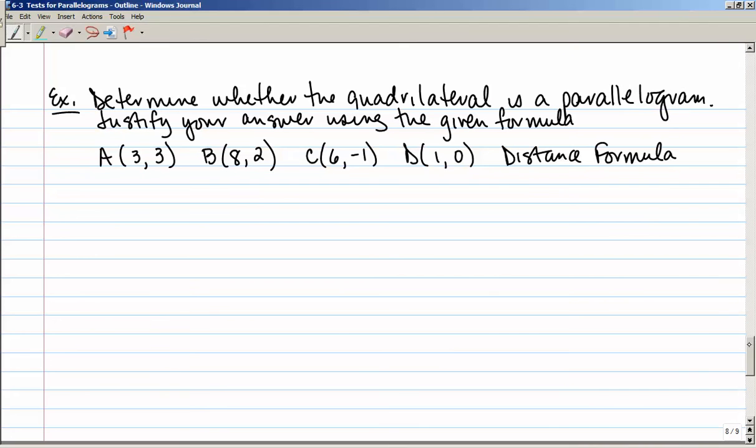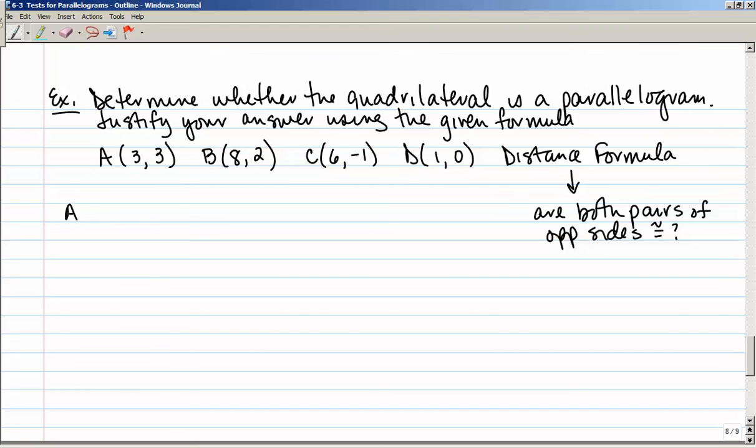And for this example, it says determine whether the quadrilateral is a parallelogram. Justify your answer using the given formula. You'll see some of these in the classwork problems, and you have to use the formula that's given. So in order for this quadrilateral to be a parallelogram, using the distance formula, both pairs of opposite sides have to be congruent. Are both pairs of opposite sides congruent to each other? So that's what we have to show.